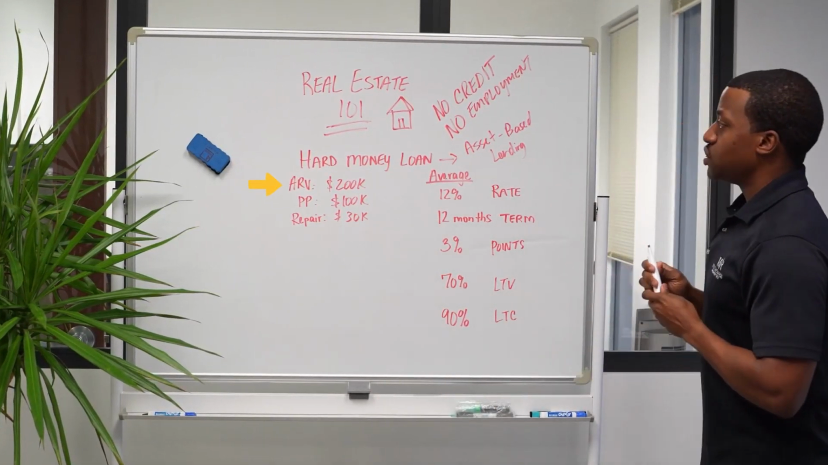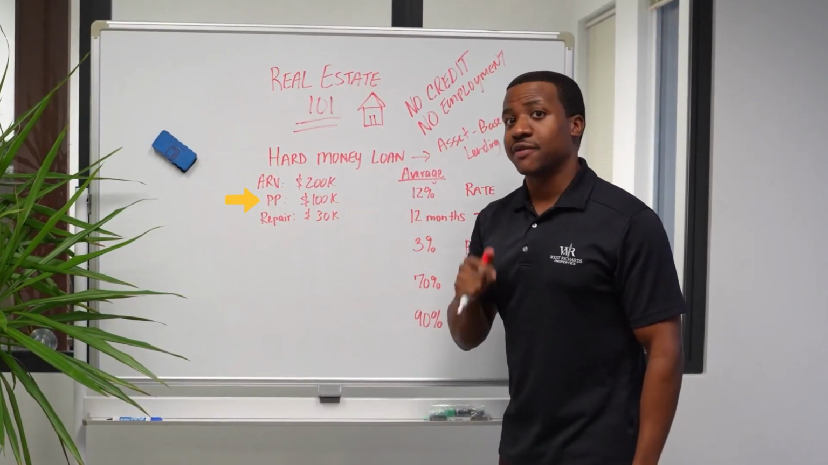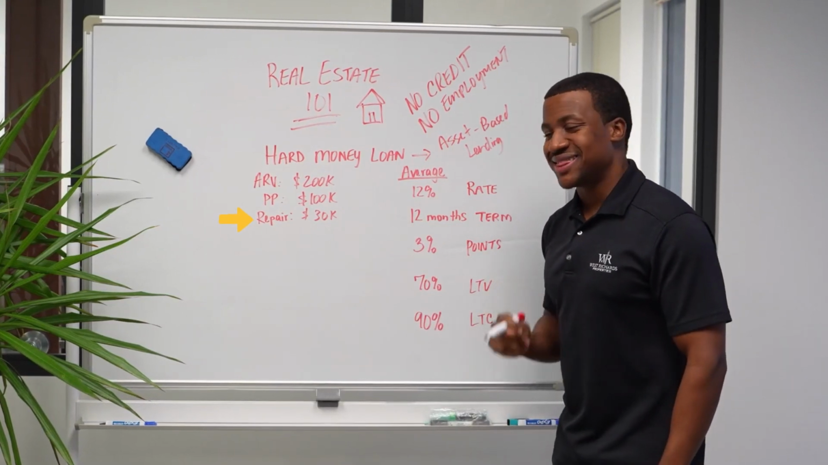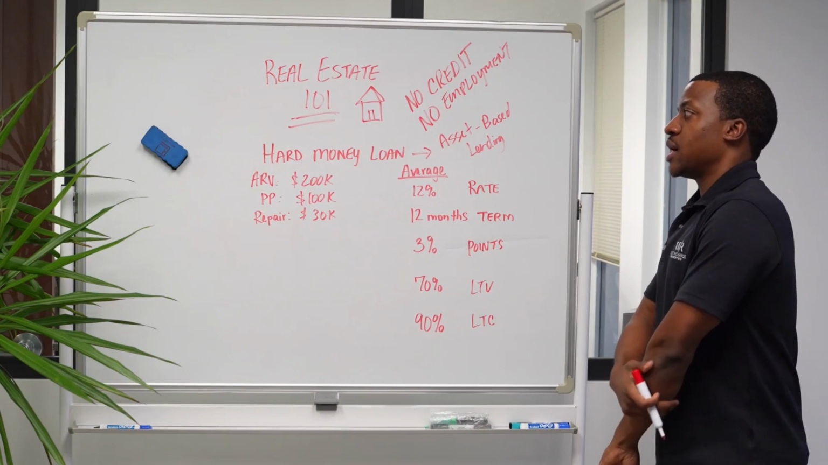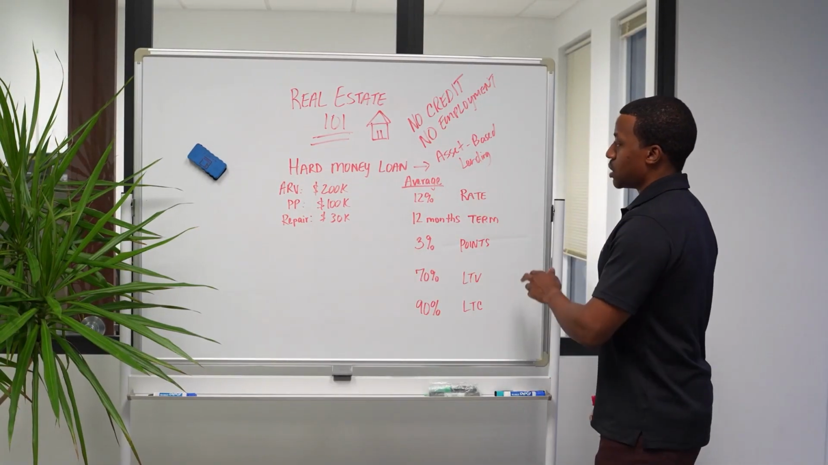So again, ARV $200,000, PP is your purchase price. That means we have this property under contract for $100,000, and we have a repair budget of $30,000. Okay, so let's figure this out. Let's see what the loan is going to look like. What is this hard money loan actually going to cost me with real numbers? So we're first going to start with the rate, okay?